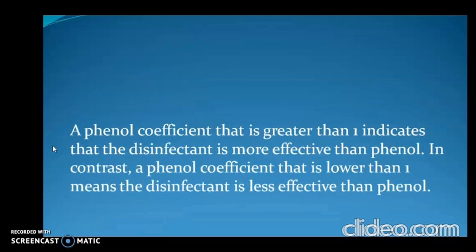After dividing the degrees of dilution, if we get a phenol coefficient that is greater than 1, it indicates that the disinfectant is more effective than phenol. That is, the disinfectant under study, the one we have to know whether it is effective or not, will be more effective than phenol. In contrast, if we get a phenol coefficient that is lower than 1, that means that the disinfectant under study is less effective than phenol.